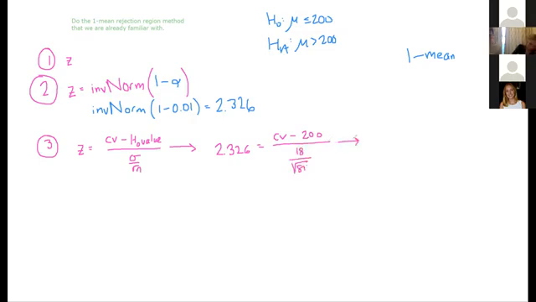So we're going to solve for CV. When you solve for CV, you get 2.326 times 2 plus 200. I get CV equals 204.652. I think that's what they want, right? They want the critical value. Calculate the critical value. Yep. So this is question number 21.